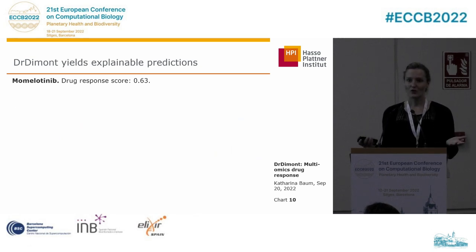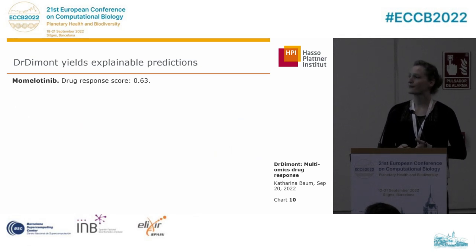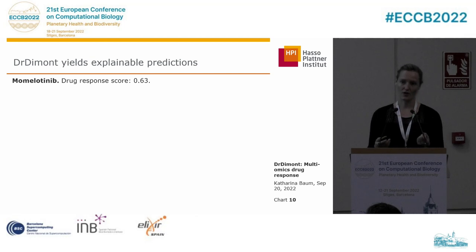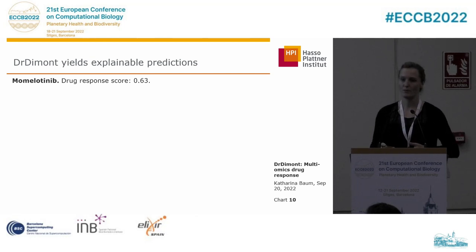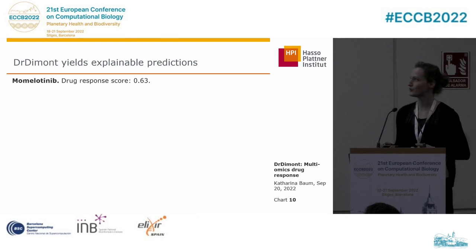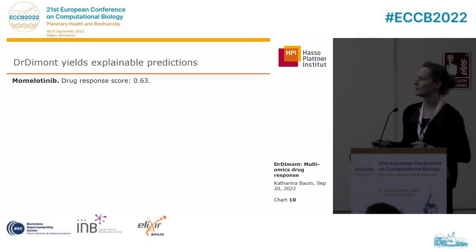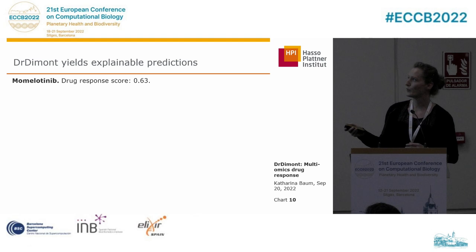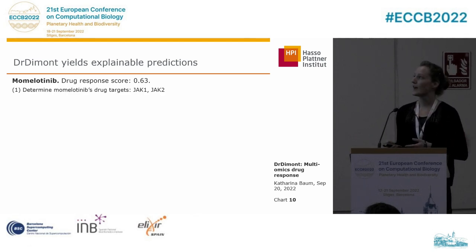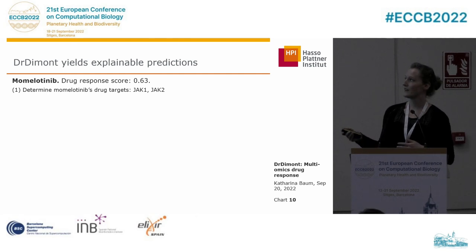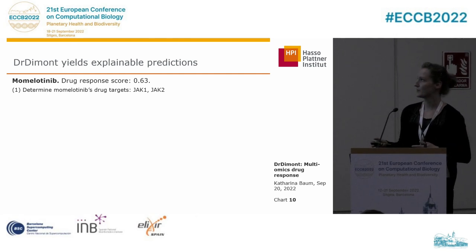Okay. What is more, Dr. Diamond is explainable. So you can explain where the drug response is coming from. For example, if we go for a drug, momelotinib, it's for myelofibrosis, it's accepted, and it's also used in small cell lung cancer. It has a drug response score of 0.63 here in our case. Where does the score come from? For that, we can determine the drug targets of momelotinib. Again, it's JAK1 and JAK2, so we ask that pathway.